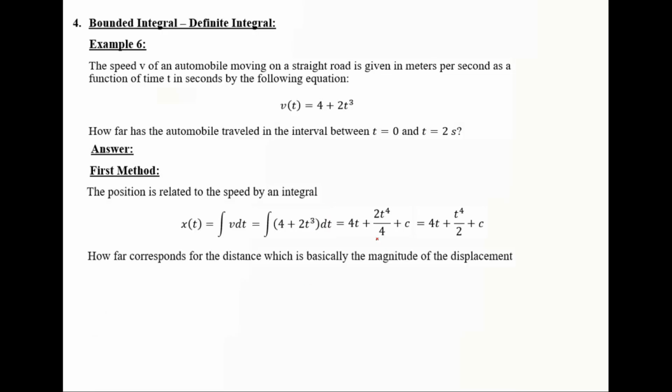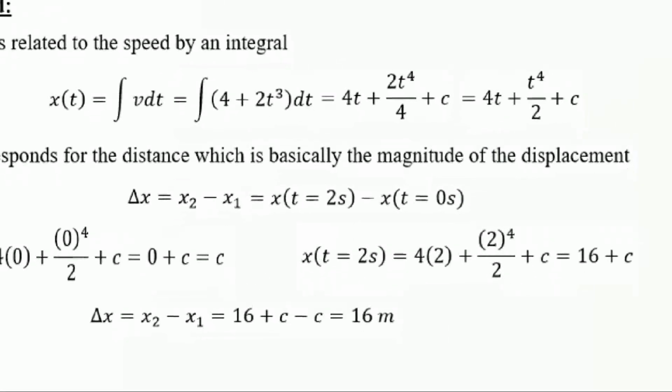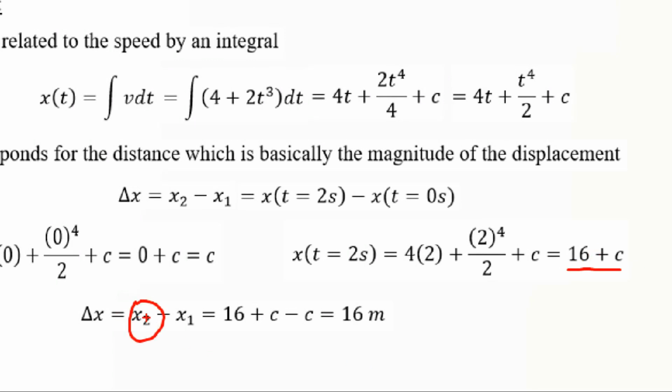Now, how far corresponds to the distance, which is basically the magnitude of the displacement. Delta x is x2 minus x1. x2 would be computed at the later instant, which is 2 seconds, and x1 at t equal to 0. For t equal to 0, replace time by 0. That would be simply the constant, because we know that this is the initial position x0. And x for t equal to 2 seconds, replacing time by 2, would be 16 plus c. Now delta x would be x2 minus x1, which is 16 plus c minus c. Then the difference would be simply 16 meters.